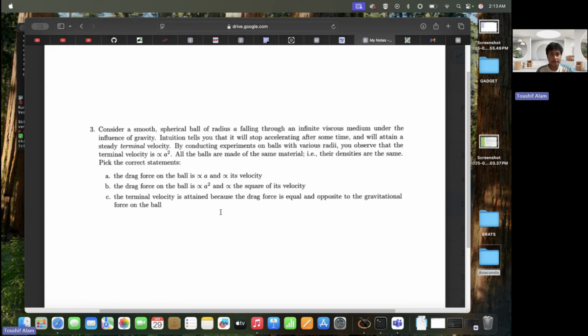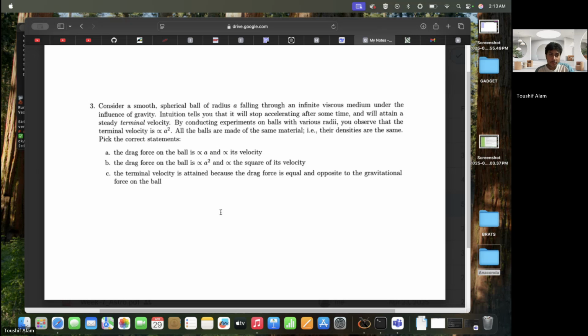Next question. Consider a smooth spherical ball of radius a falling through an infinite viscous medium under the influence of gravity. Intuition tells you that it will stop accelerating after some time and will attain a steady terminal velocity. By conducting experiments on balls with various radii, you observe that the terminal velocity is proportional to a square. All the balls are made of the same material, so that their densities are the same. So pick the correct statements.